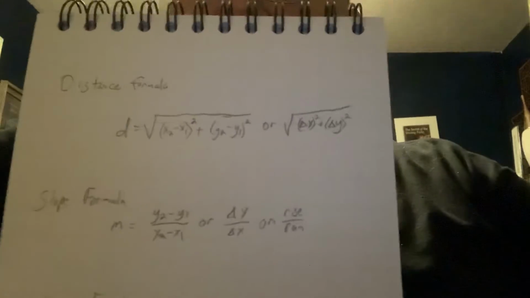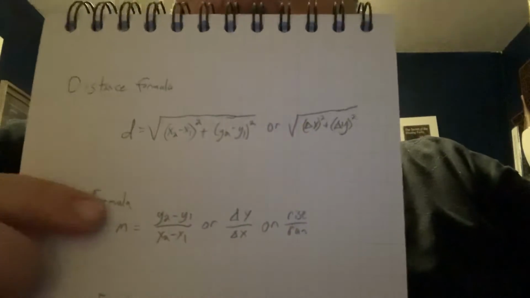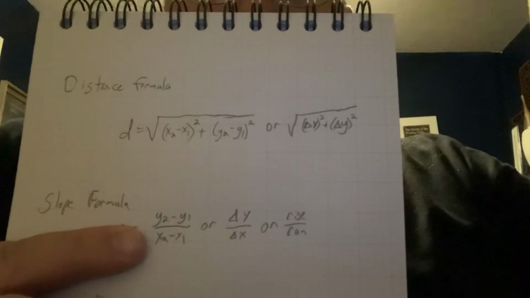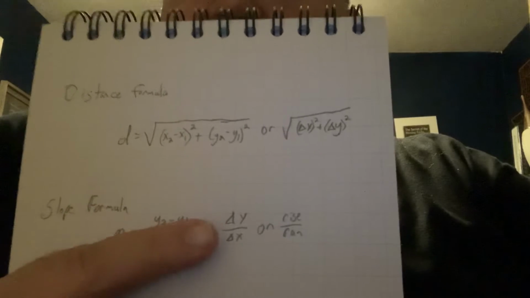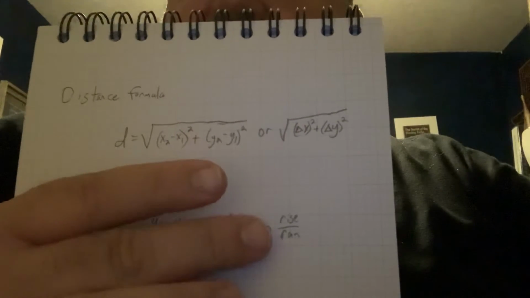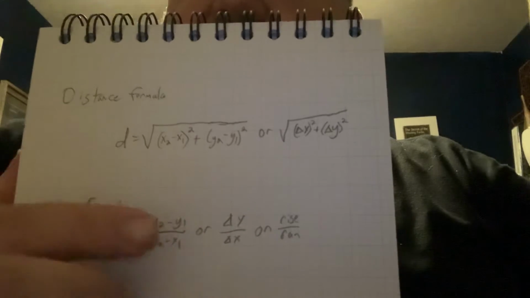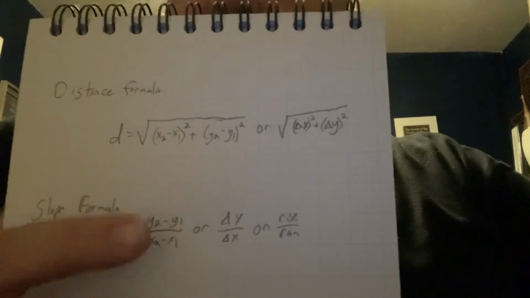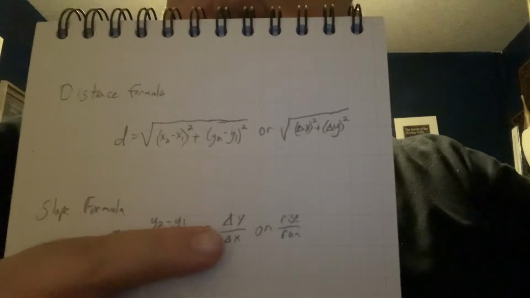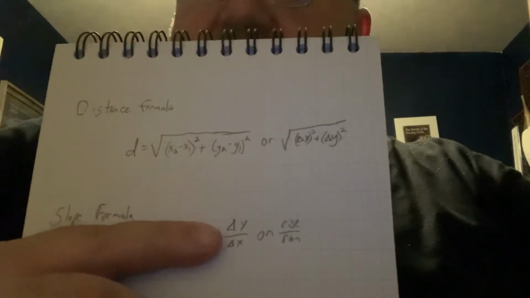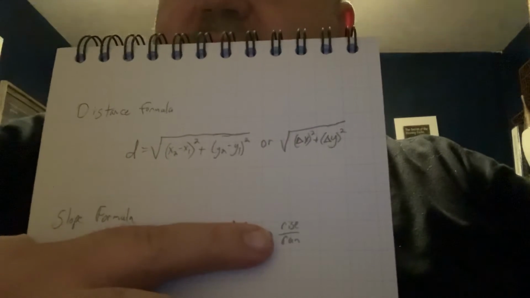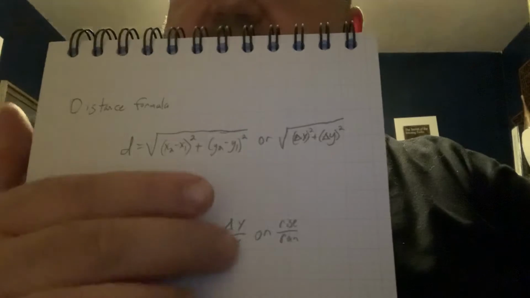The slope formula, there's three of them. There's y2 minus y1 over x2 minus x1. That works. You can also look at the change in y over the change in x, or you could use rise over run. Now you really use these in different places. You use this one when you have coordinates given to you. You use this one when you have tables given to you. And you use this one when you have a graph. And they're easier at different times.